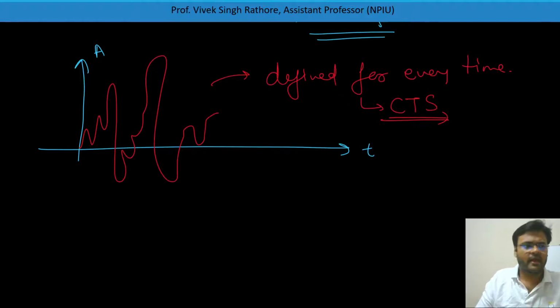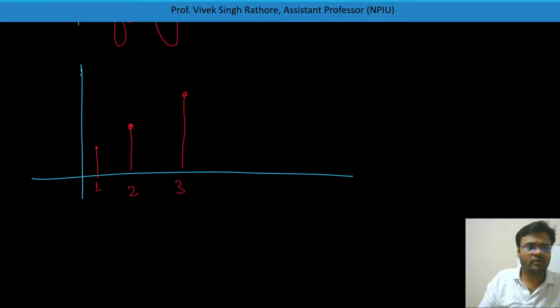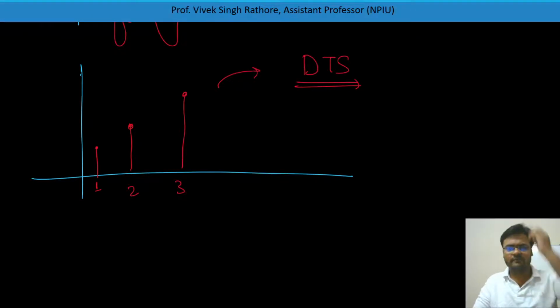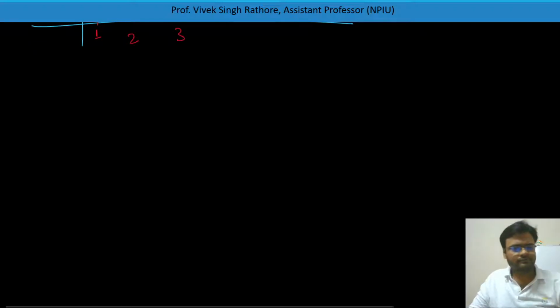Now let's suppose a signal is defined at t equal to 1 second, at t equal to 2 seconds, and at t equal to 3 seconds, but it is not defined at t equal to 0.5 second. Whichever signal is defined only for integer values, at particular instants, is called a discrete time signal. So I think you must have understood what a continuous time signal is and what a discrete time signal is.